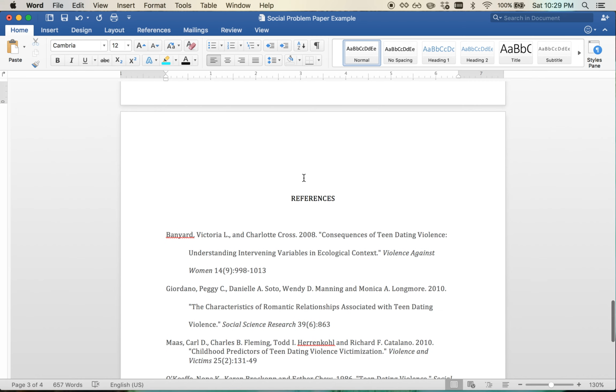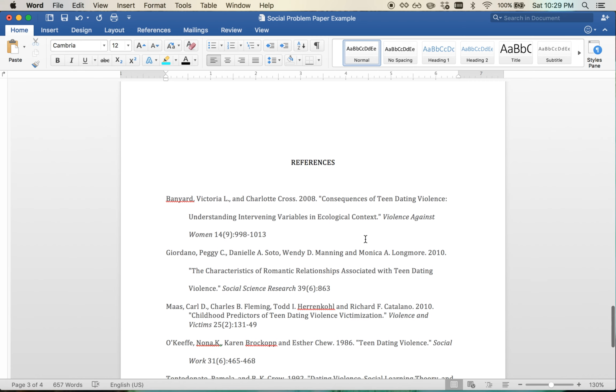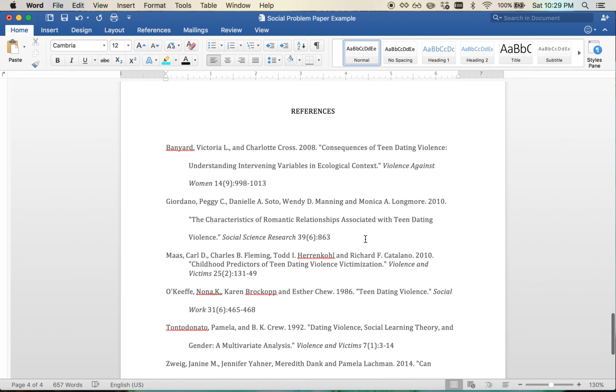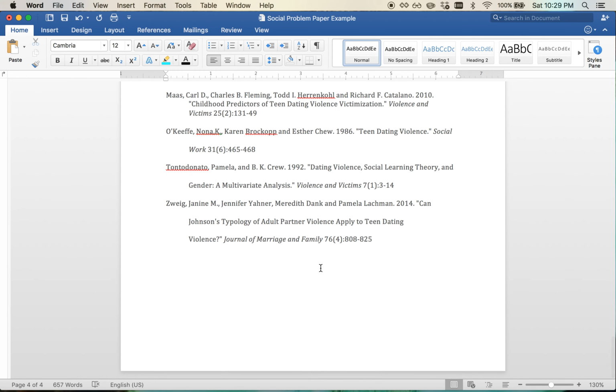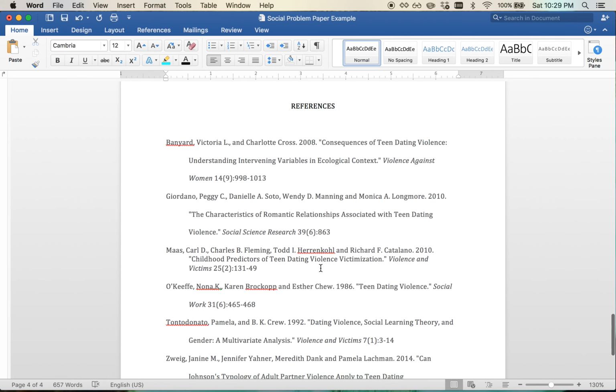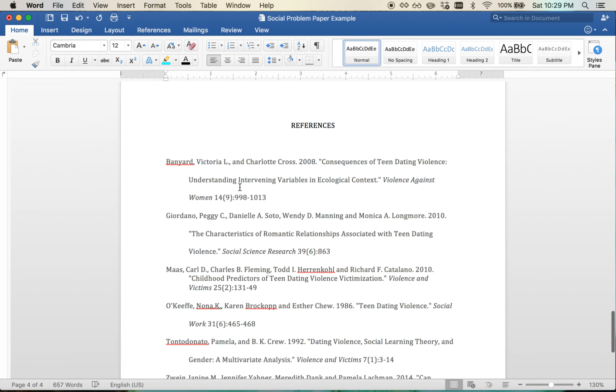Your reference list does not count towards your page count, but you still have to include it. And here I've just included ASA style citations for all of my sources. So you can use this example as a template for making ASA citations. I've also linked an ASA style guide on Moodle, so you can see examples of how to create a reference list. But notice right away I've used hanging indent.